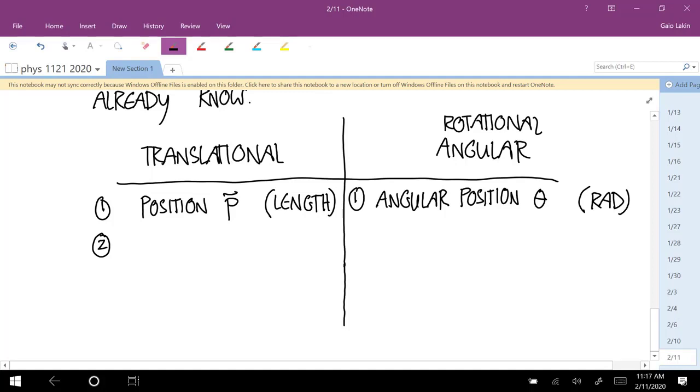Okay, the second one is, and so why I'm making these connections between these two sets of things, because a lot of the stuff that we're introducing, these angular quantities, you can kind of store in the same part of your brain that you store these translational ones. A lot of these relationships are going to be similar, we're going to see. So the second one is the velocity. V, and the units are length per time.